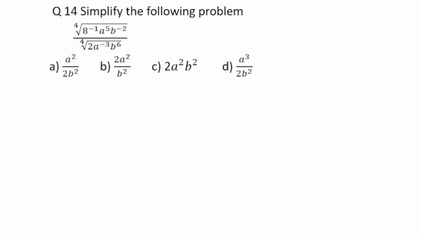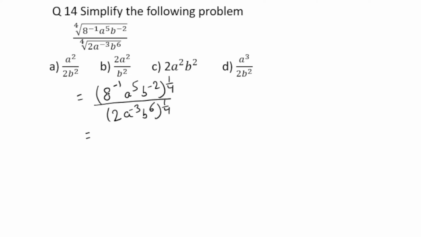Now move to question number 4. Fourth root of 8 to the power minus 1, a to the power 5, b to the power minus 2, divided by fourth root of 2, a to the power minus 3, b to the power 6. 8 to the power minus 1, a to the power 5, b to the power minus 2, all to the power 1/4. Similarly, on denominator 2, a to the power minus 3, b to the power 6, to the power 1/4.